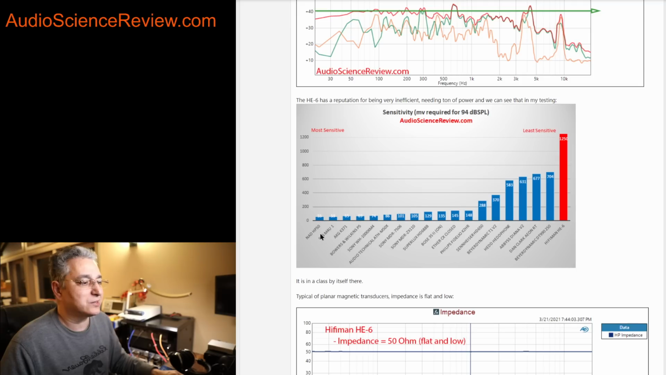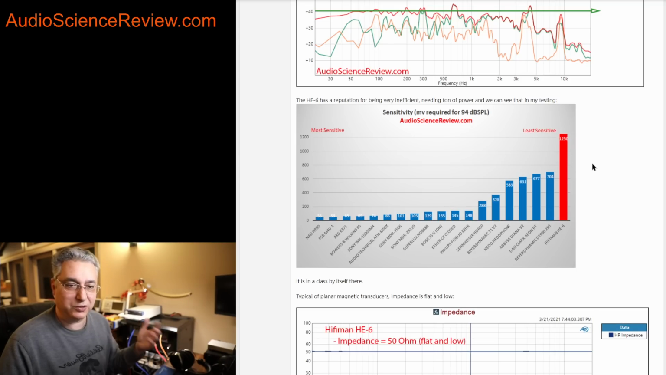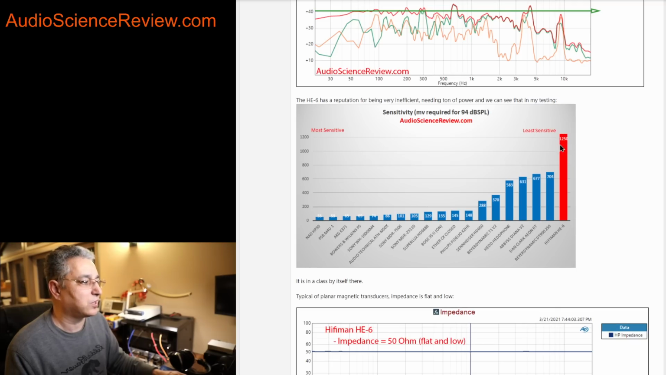And here you see this NAD HB50 only requires 55 millivolts. But the HE-6 I just measured requires 1.2 volts, so 1.3 volts. So it is by far the least efficient headphone I've measured, and it has that reputation that it needs extremely powerful amplifiers. In the old days, that was not available, and people would go get home power amps or speakers and try to drive this with it. The problem with those amplifiers is that they may have too much noise in them. Today, I had no trouble driving this HE-6 with either my Topping A90 or my RME ADI2 DAC.